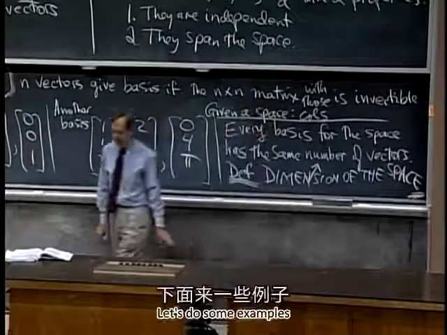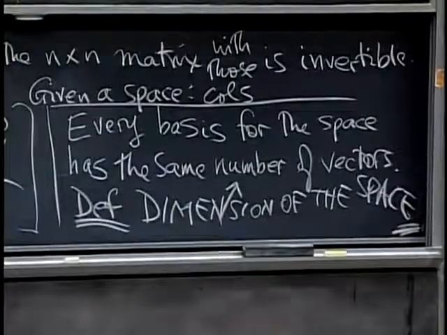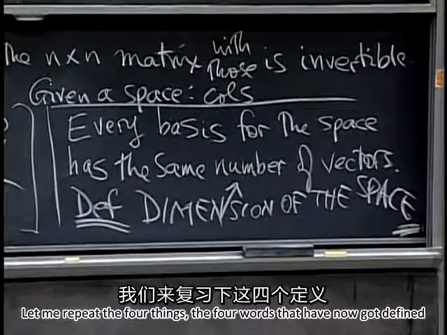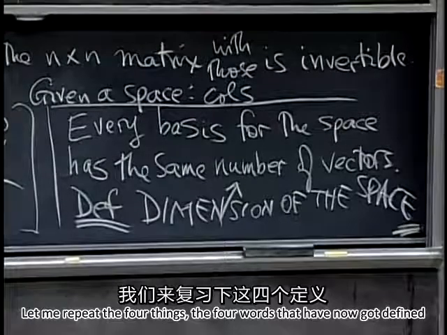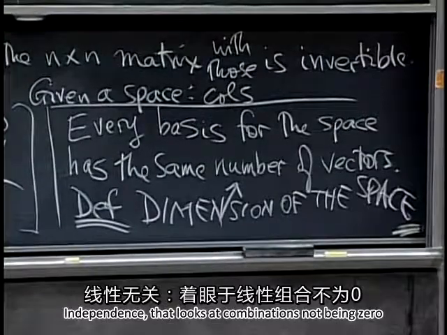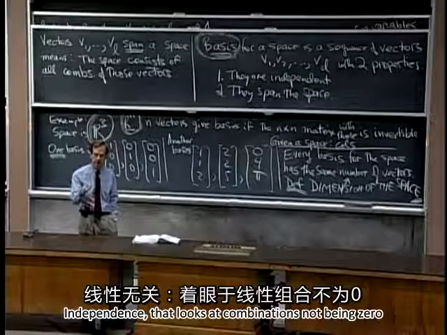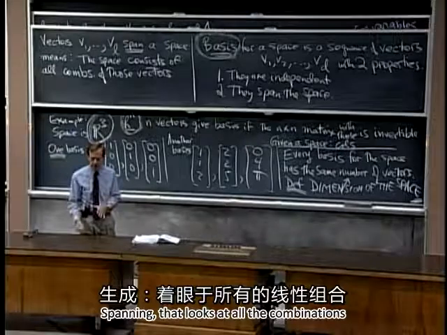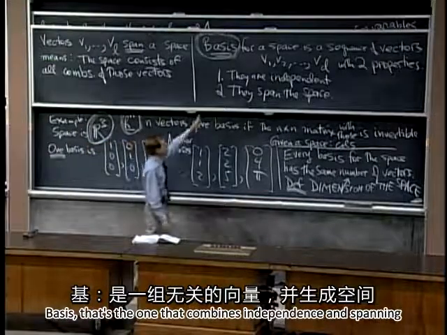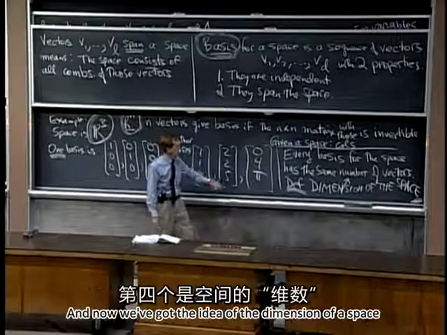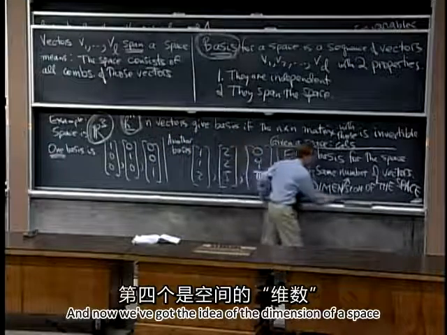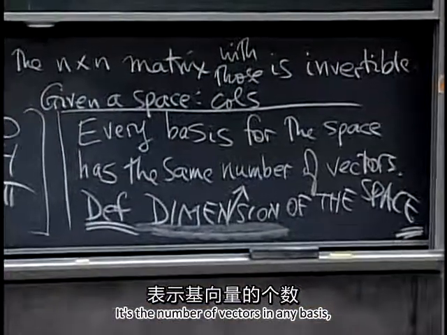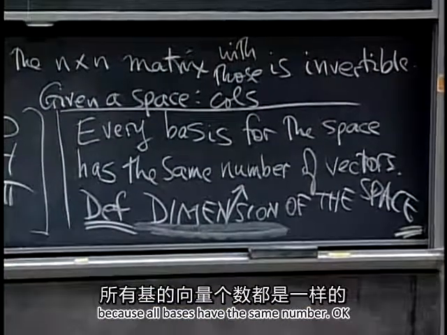Okay. Let's do some examples, because now we've got definitions. Let me repeat the 4 words that have now got defined. Independence, that looks at combinations not being 0. Spanning, that looks at all the combinations. Basis, that's the one that combines independence and spanning. And now we've got the idea of the dimension of a space. It's the number of vectors in any basis, because all bases have the same number.